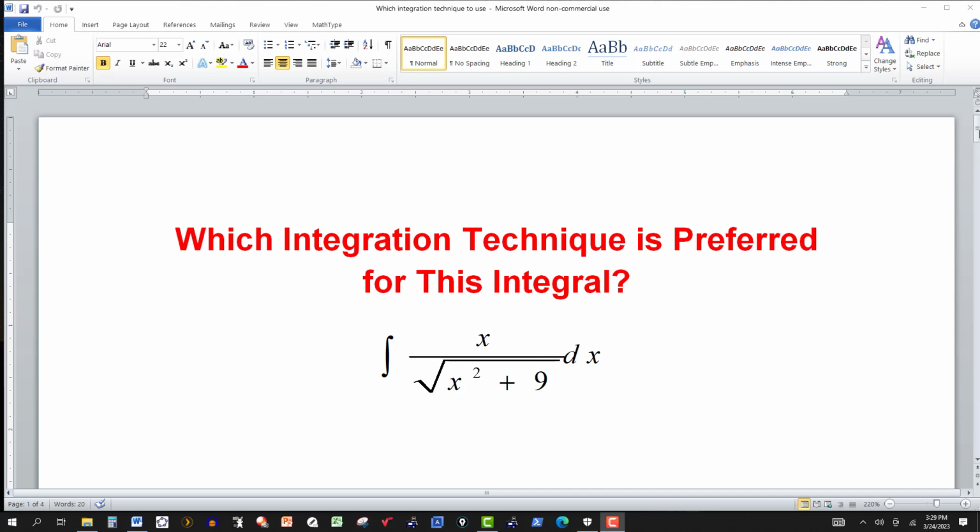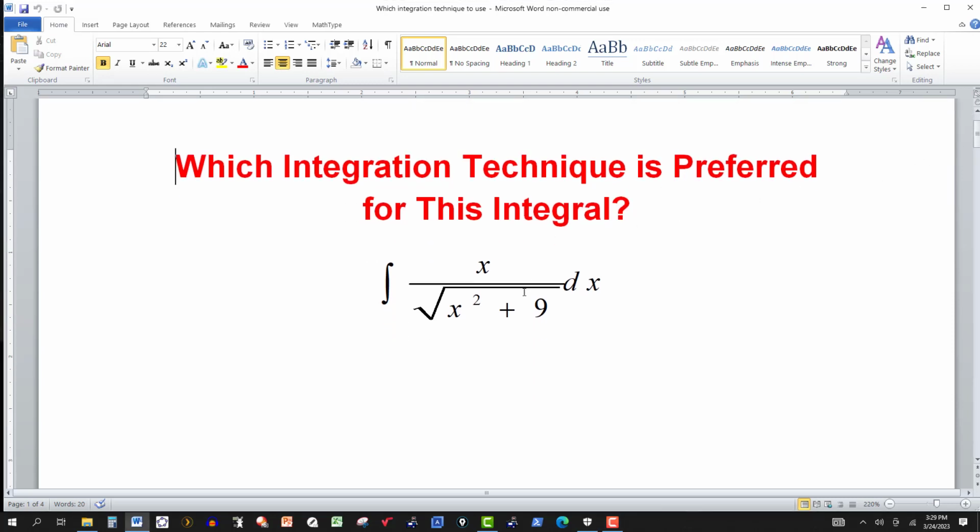Now the obvious method to solve this particular problem is your standard U-substitution. Anytime you have a portion of the integral, in this case the denominator, where if you look at the radicand, the derivative is 2x and there's an x on top, that always suggests that the U-substitution is going to work.